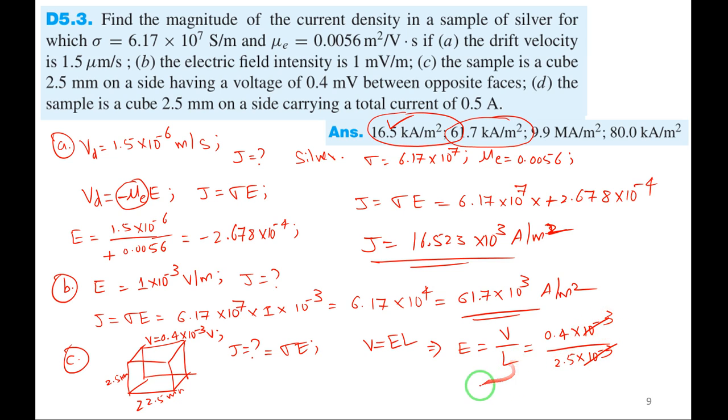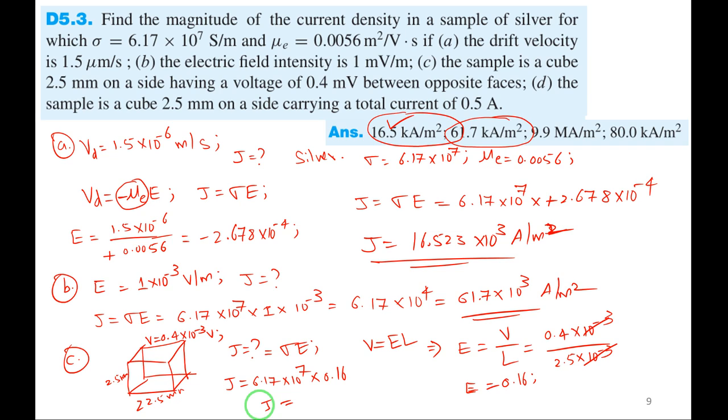So what E are we getting? E is equal to 0.4 by 2.5. So I am getting it as 0.16 volt per meter. So let me calculate J. What is sigma E? So what is sigma? 6.17 into 10 power 7. And what is E? 0.16. So we'll calculate J. 6.17 exponential 7 into 0.16.